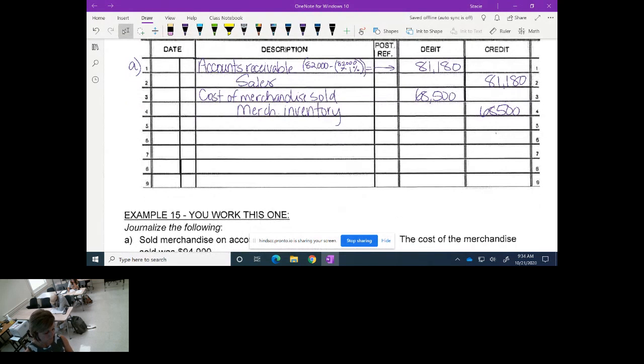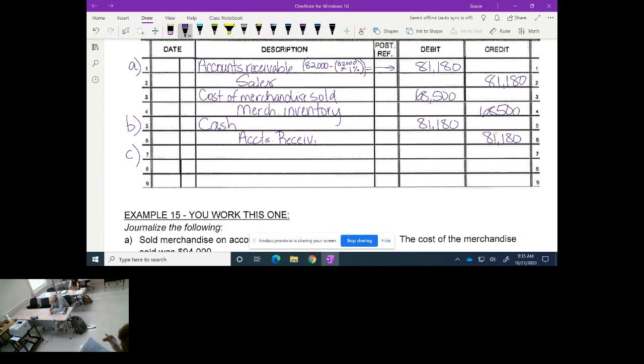All right, so for B, they paid their account, took the discount. So what will we do to show that? We're gonna debit cash for how much? 81,180. And we're gonna credit $81,180. Okay. All right. The last thing, they are returning something.